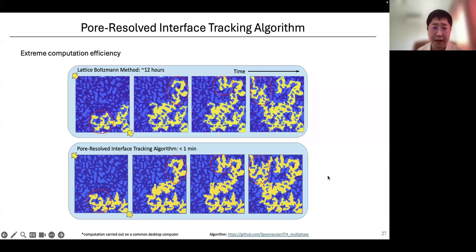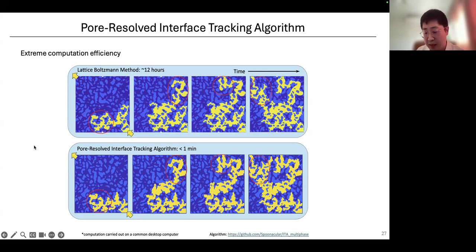And then we can compare this method with the lattice Boltzmann method by simulating injection of yellow fluid within a porous material. Here we have a point inlet and a point outlet on the left top. Overall, you see the growth of the yellow fluid, and the overall invasion pattern is quite consistent between the lattice Boltzmann method, which solves the Navier-Stokes equation, and the pore-resolved interface tracking algorithm. But the bottom one only takes less than 1 minute to run. Okay, so this algorithm is available online.